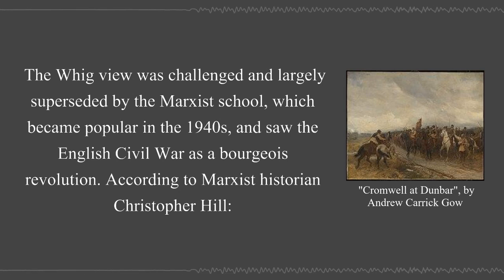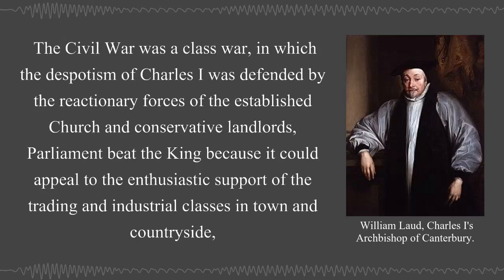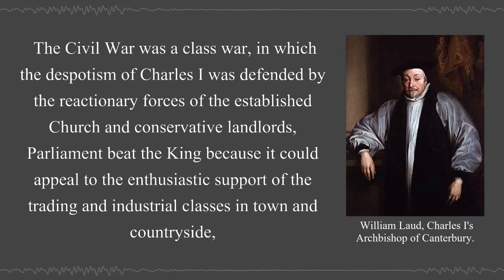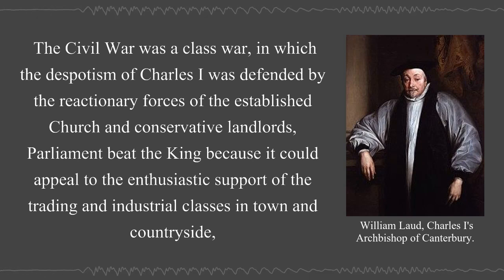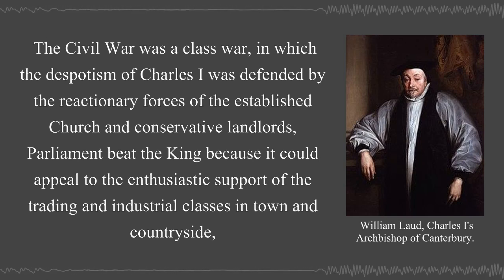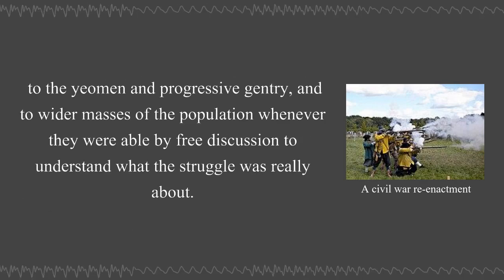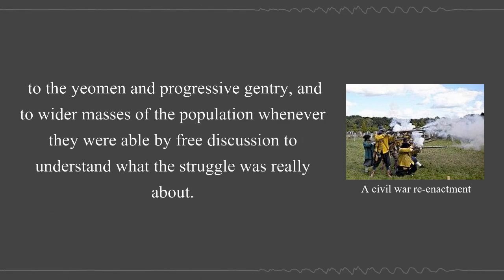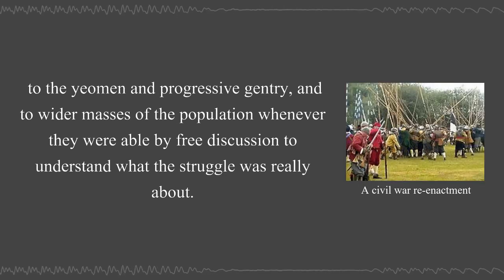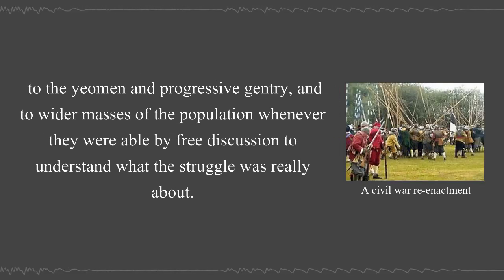According to Marxist historian Christopher Hill, the Civil War was a class war in which the despotism of Charles I was defended by the reactionary forces of the established church and conservative landlords. Parliament beat the king because it could appeal to the enthusiastic support of the trading and industrial classes in town and countryside, to the yeomen and progressive gentry, and to wider masses of the population whenever they were able by free discussion to understand what the struggle was really about.